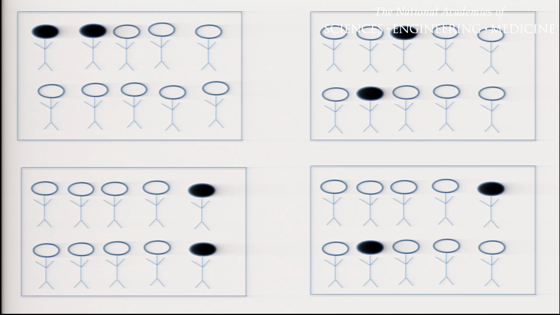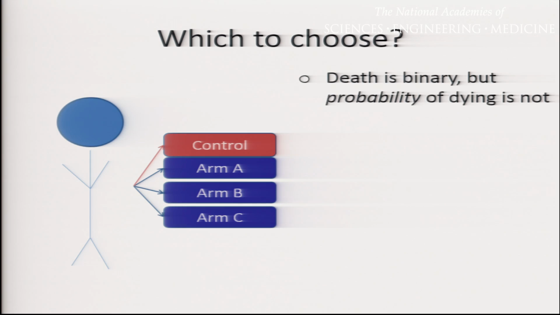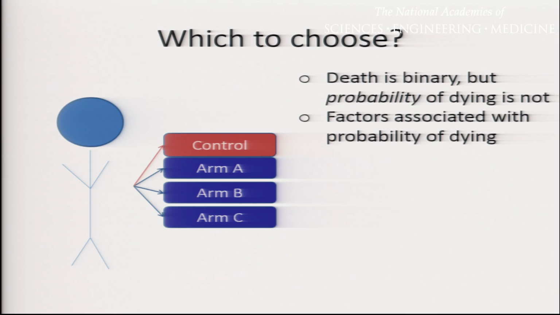So basically, it does like this. If these are 4 arms of the trial, and we just have survival data, the black circles are meant to be the patient has died. So these arms all look like they're doing about the same, and that may not be the case. And so when we have a patient coming in and we want to randomize them, do we just equally randomize them because they all have the same data? So death is binary, but the probability of dying is not.